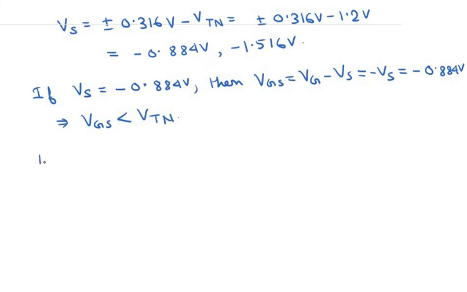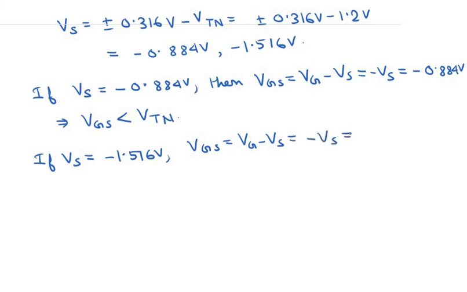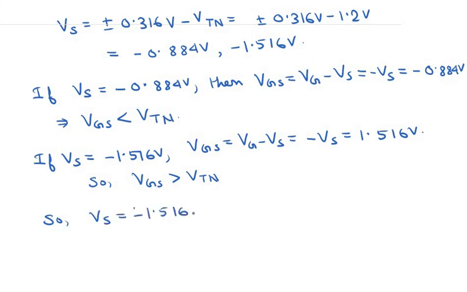Now on the other hand, if Vs is equal to minus 1.516 volts, in that case Vgs is again equal to Vg minus Vs, which is equal to minus Vs, equal to 1.516 volts. So in this case VGS is greater than VTN, and VTN was equal to 1.2 volts. So Vs equal to minus 1.516 volts is the correct solution.